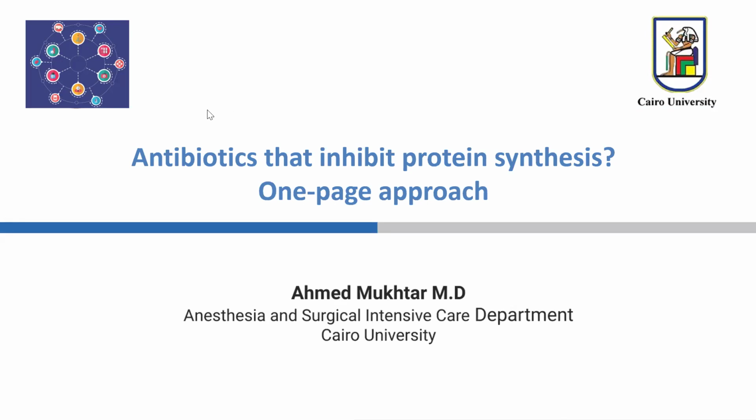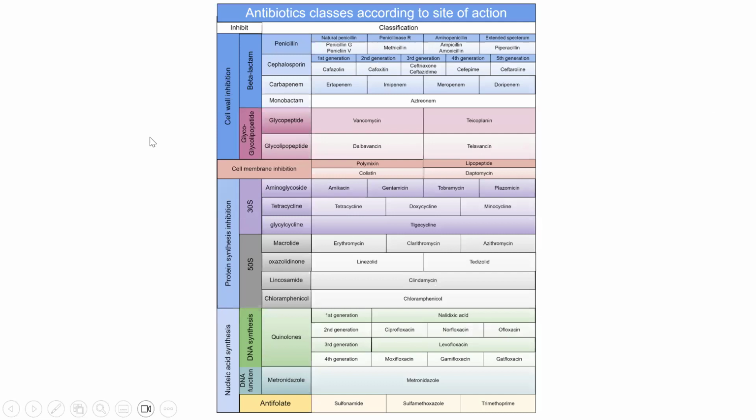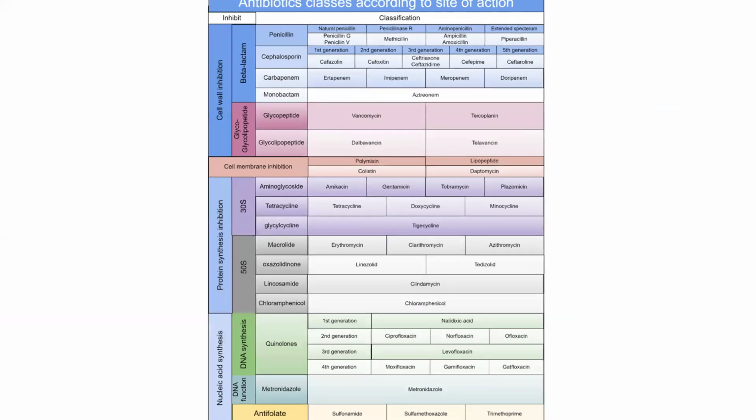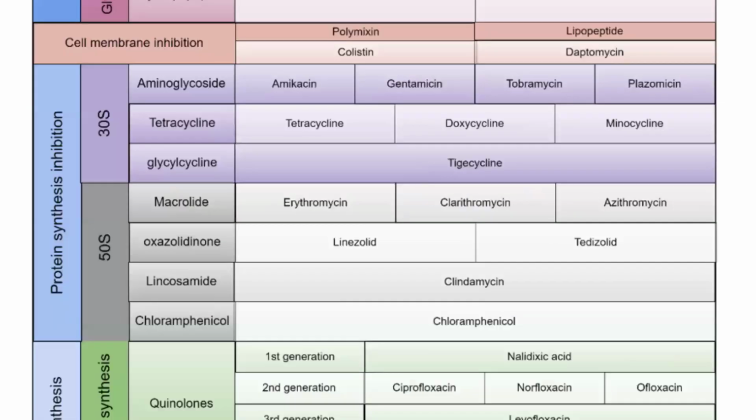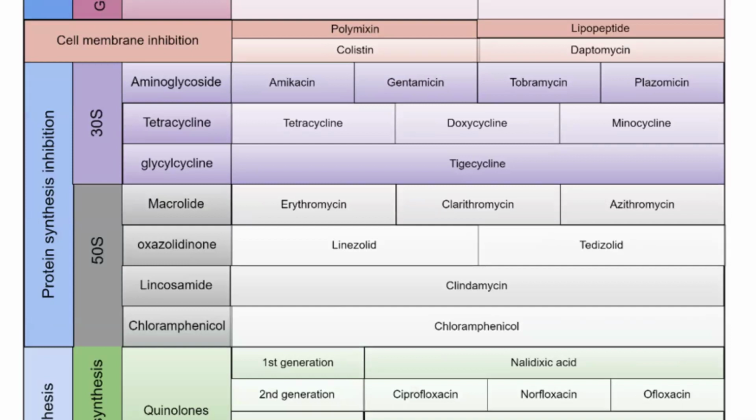In this lecture, we present the antibiotics that inhibit protein synthesis. As we used to present, the general pictures of all the antibiotics that inhibit protein synthesis are classified according to the site of action, according to the type of ribosomal inhibition, either to the 30S ribosome or 50S ribosome.